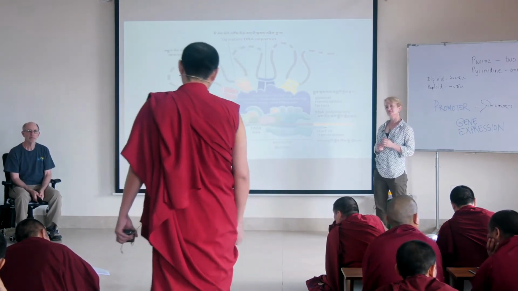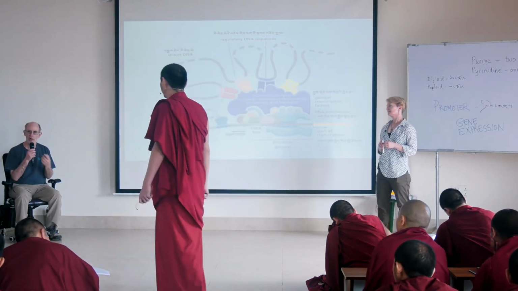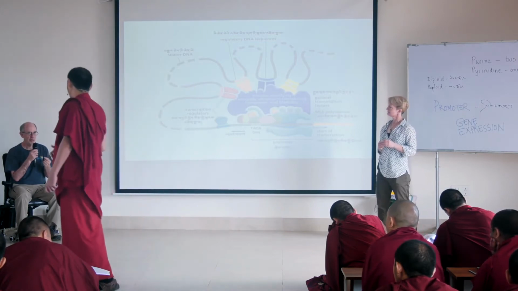So the surprise to us was that the difference in complexity was more because of control of when genes were expressed and how they were spliced, rather than the absolute number of genes.